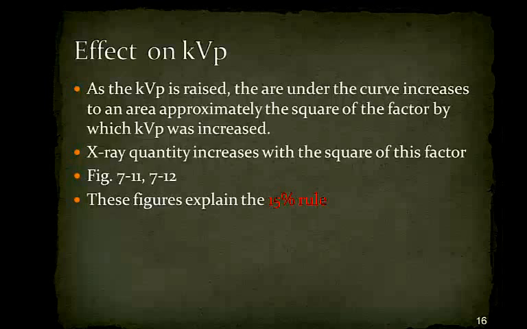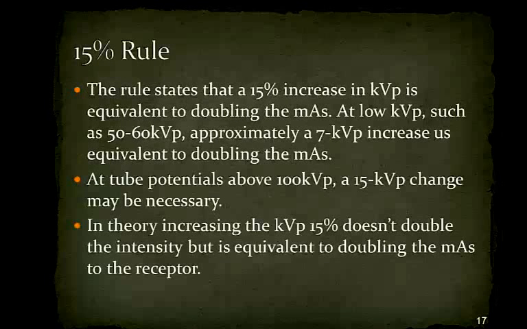These figures can be explained by the 15% rule. The 15% rule states that a 15% increase in kVp is equivalent to doubling the mAs. So at low kVp, such as 50 to 60, approximately a 7% kVp increase is equivalent to doubling the mAs. And you're thinking to yourself, okay, when am I going to do this, or why do I need it? Before we answer that question, it is important to understand that the 15% rule has to do with an increase or decrease in kVp. We do not do that increase or decrease with mAs.